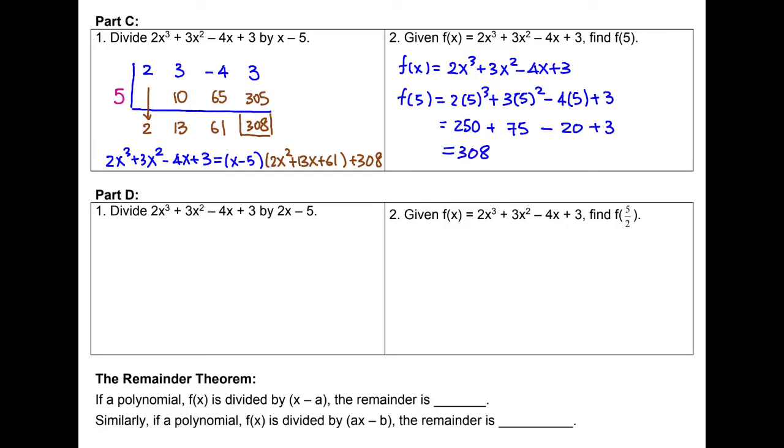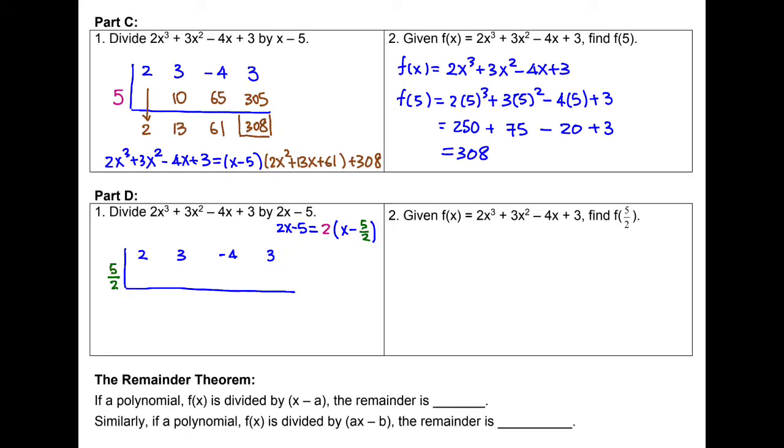Part D. First, write the division symbol. Next, you write the coefficients of the dividend inside the division symbol. Then, because this divisor has a leading coefficient of 2, we have to factor out a 2. So first, let's write the divisor on the side. Then, we're going to factor out a 2. Then it becomes x minus 5 over 2. That means on the left-hand side of the division symbol is going to be a positive 5 over 2.